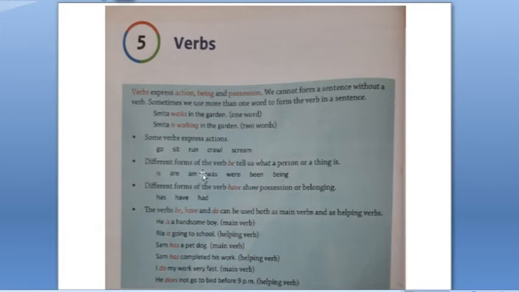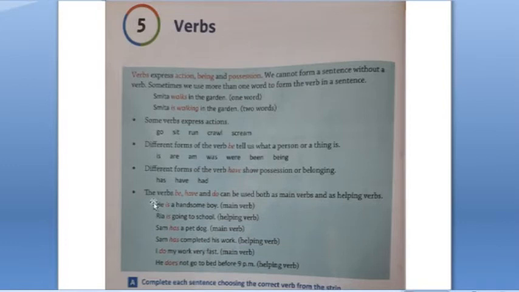Different forms of the verb be. Be means basically the helping verbs like is, are, am, was, were, been, being. So these are the be forms of the verb. And different forms of the verb have show possession or belonging. Possession means has. I have a pen. He has a book. So these are the verbs which show possession.